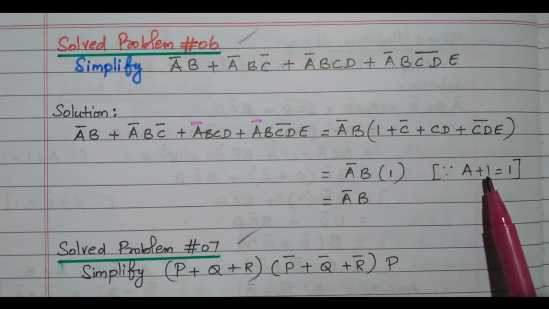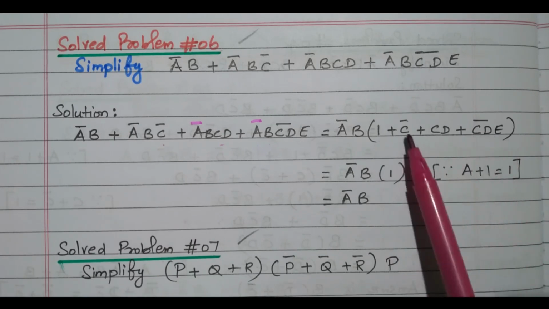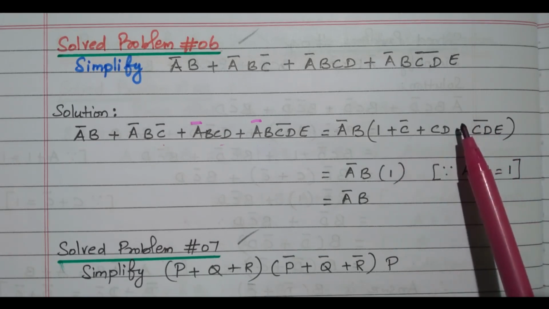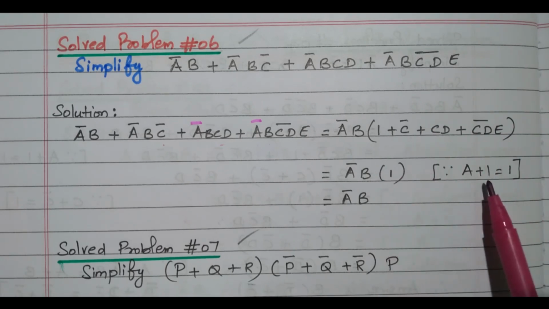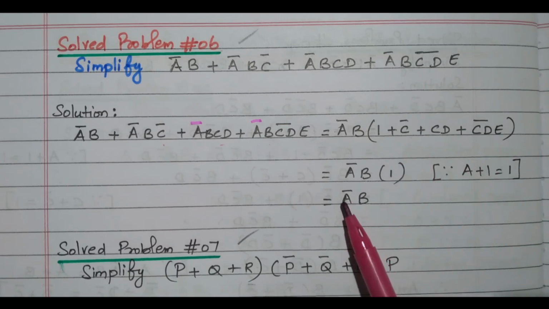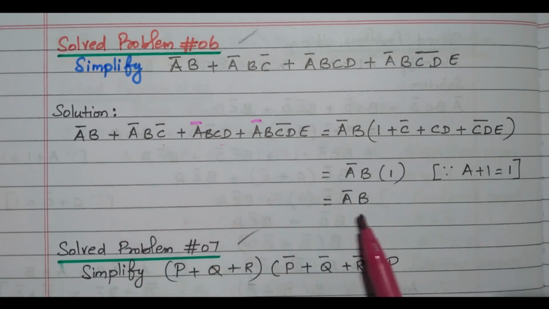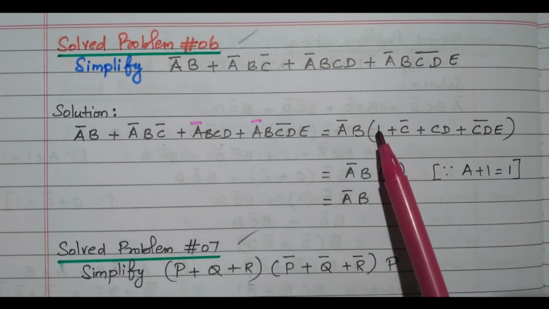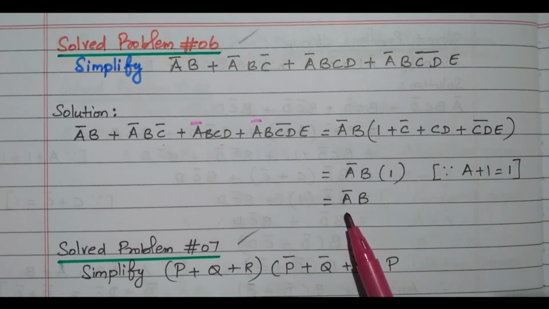What is a plus 1? Whatever may be the expression, plus 1 means the final value will be 1. So 1 plus these terms, whatever may be, this value may be anything, it may be 0 or 1. If it is 1 plus 0, it will give 1 only. If it is 1 plus 1, that also gives 1 only, right? So we are using this property a plus 1 equal to 1. Based on that, this value will be 1. So only what we have, a bar b, right? So this expression is simplified as a bar b. By taking a bar b outside, we have the term 1 there. So 1 plus any term will be 1 only. So finally we got a bar b.